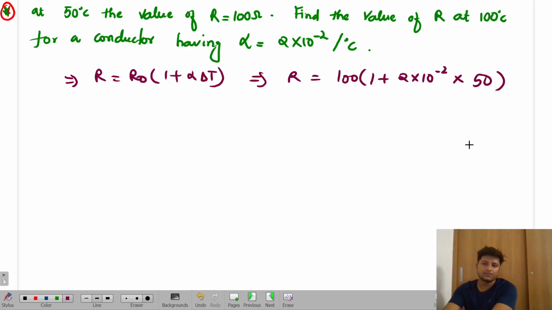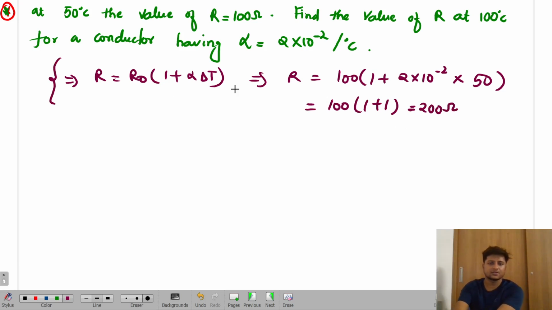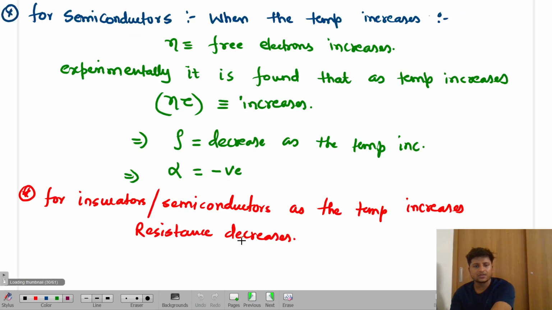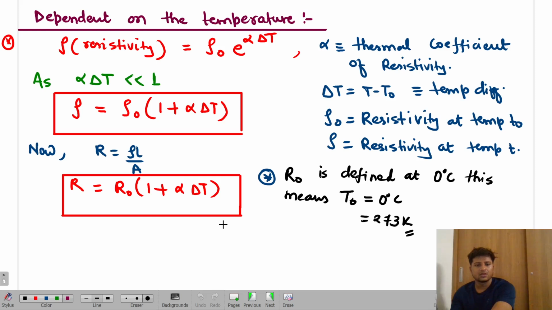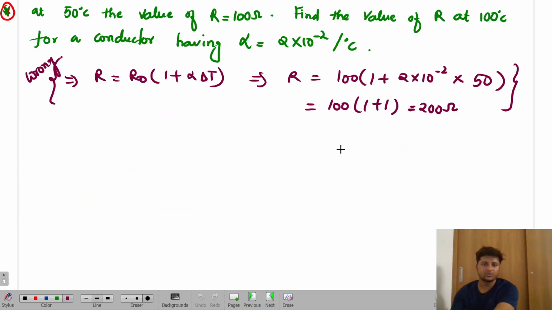Are you able to get me? So basically, this means that it is 100 into (1 plus 1), which is equal to 200 ohms. But this is a totally incorrect answer. The reason for this is because I already told you that in this equation, delta t must always be measured from the reference point. Are you able to get me or not? Here, you defined your reference point to be 50 degrees centigrade, then only 100 minus 50 is 50.